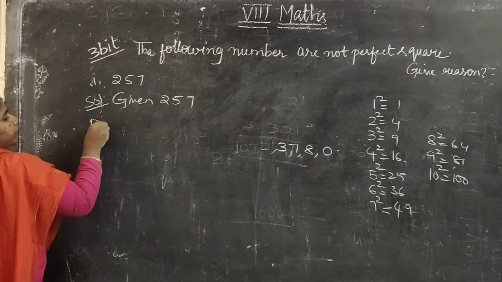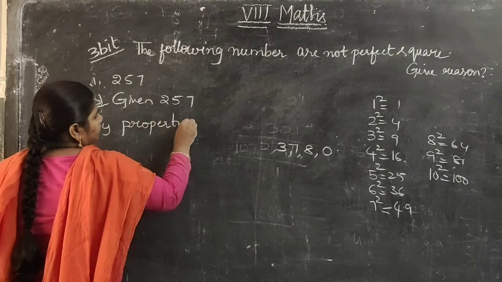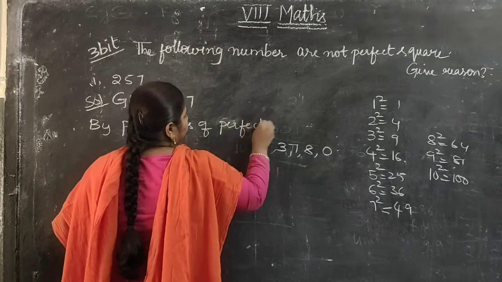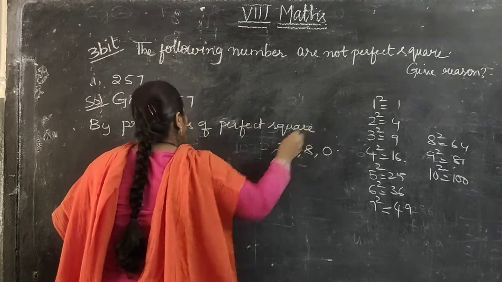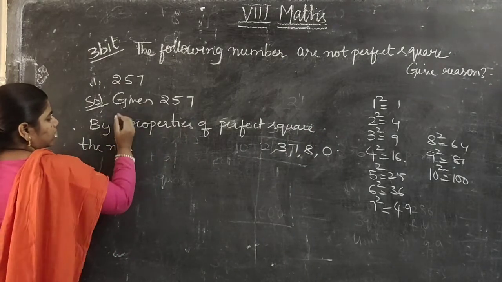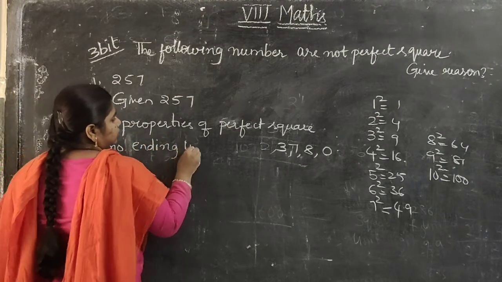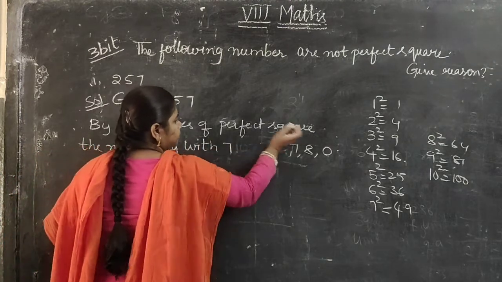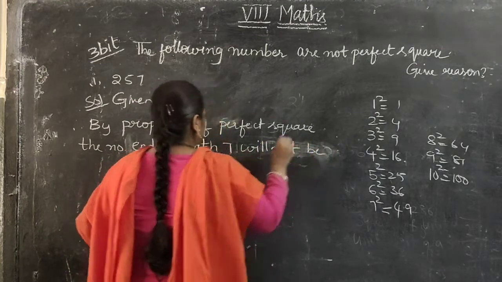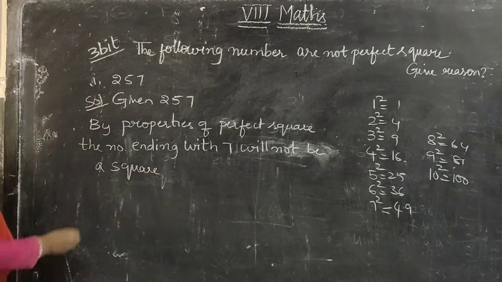So therefore, by properties of perfect squares, a number ending with 7 will not be a perfect square. In the same way, the remaining values you also have to write.